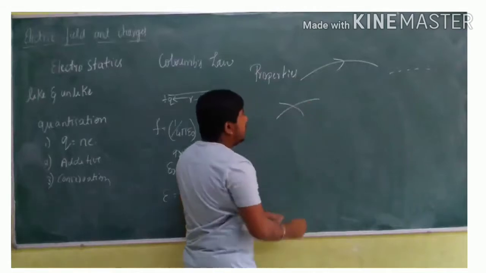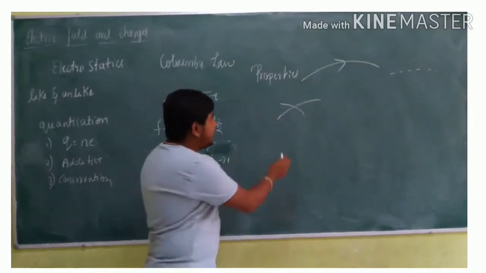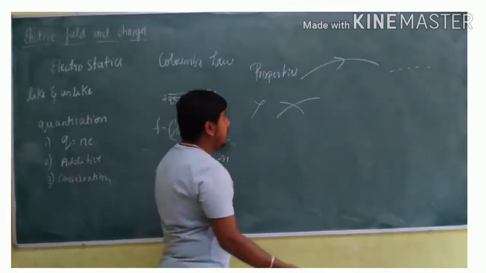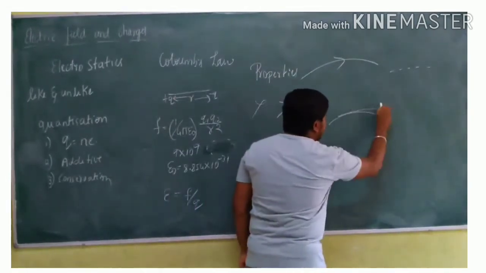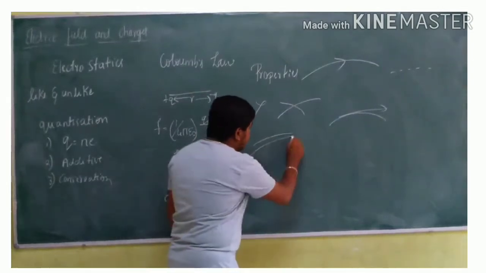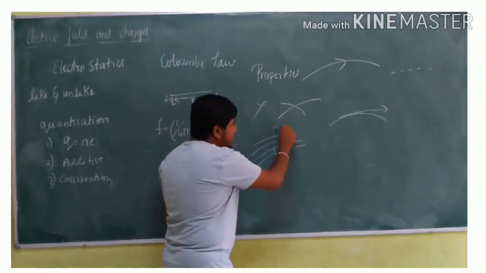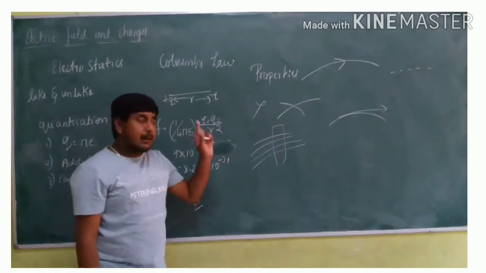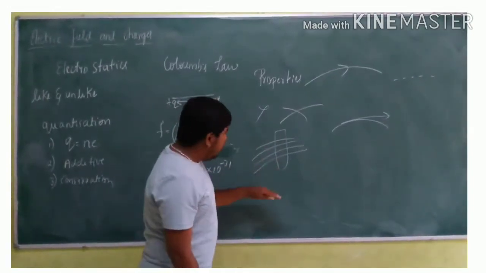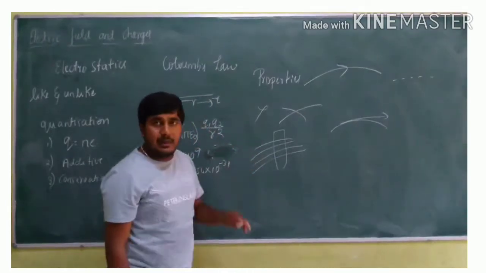Again, no two electric field lines intersect each other. This condition is strong: electric field lines do not intersect. Again, a tangent drawn on the path of an electric field line gives the direction of the electric field. If the number of electric field lines is more, that is, if the lines are denser, the electric flux is more. If the lines are lighter, then the electric flux density is lesser.